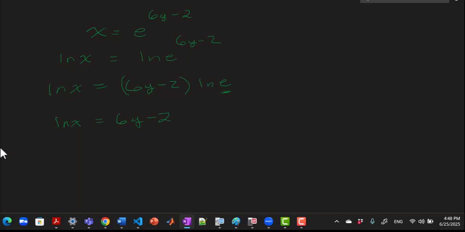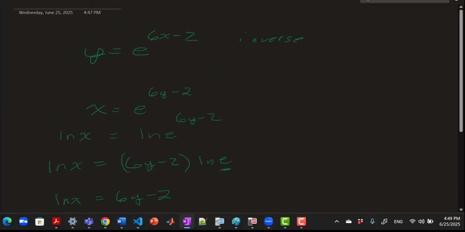Now we need to solve for y. So natural log of x plus 2 equals 6y, or y equals the natural log of x plus 2 over 6. And that's going to be our inverse function. Now, just for fun, I want to check that and make sure that really is the inverse function. So let me go back to my original function, y equals e to the 6x minus 2.